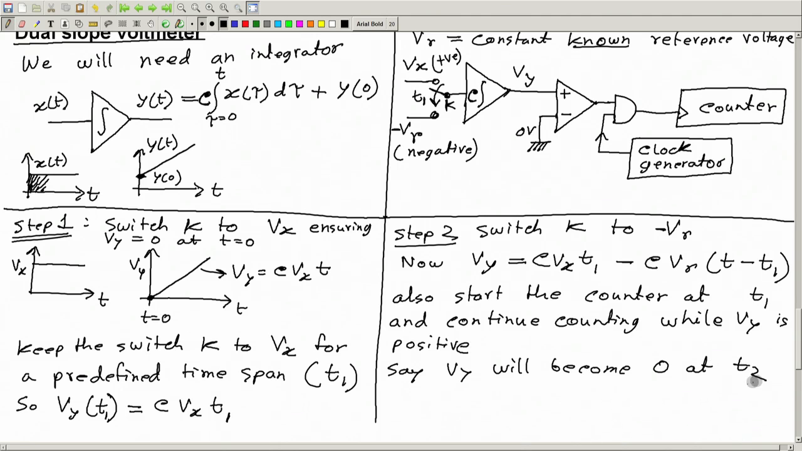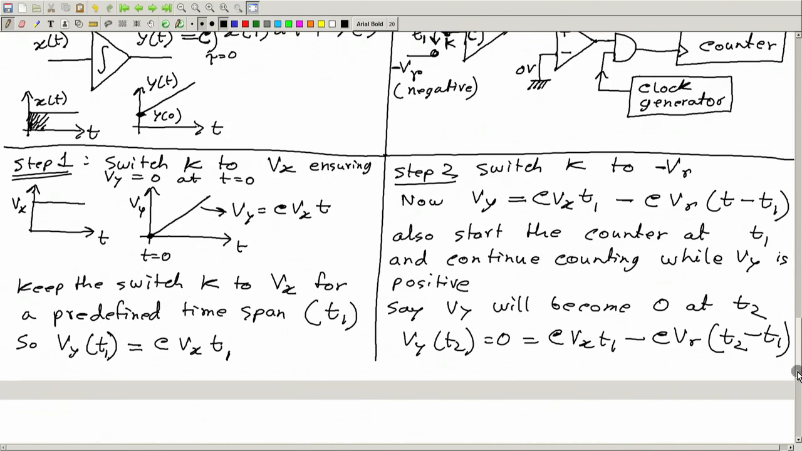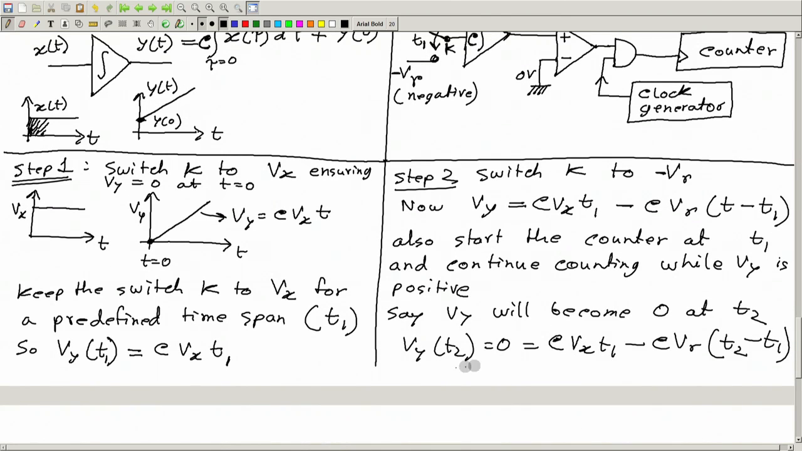at t2. Okay, so therefore we can write Vy at t2 is equal to 0, which is equal to, from this, C Vx t1 minus C Vr, in place of t I put t2 minus t1. So then when will it be 0? It will be 0 when, so this implies C Vx T1 should be equal to C Vr (T2 minus T1).